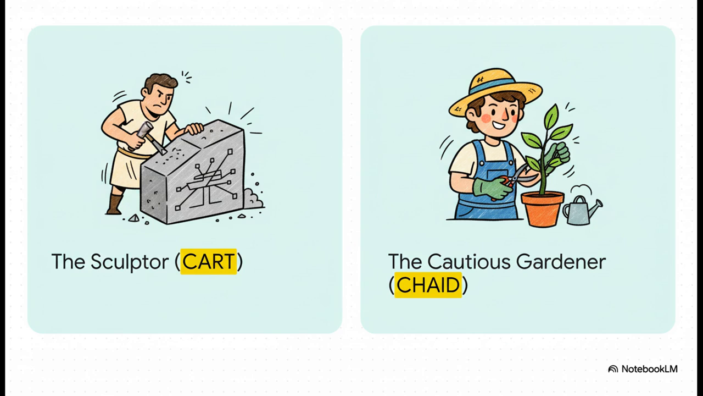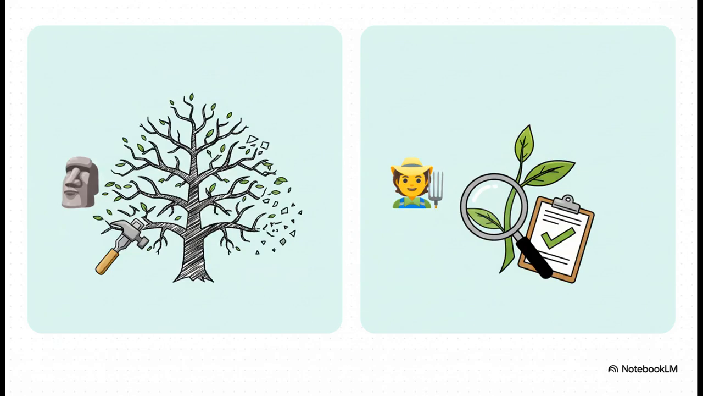Okay, but even within this world of decision trees, there are these competing ideas on how to best build one, and we can understand them with this really great analogy, the sculptor versus the cautious gardener. So the sculptor, which represents an algorithm called CART, it just goes for it. It grows this huge, super detailed tree first, capturing every little quirk in the data. Then, it goes back and carefully chisels away all the branches that don't actually help it predict anything.